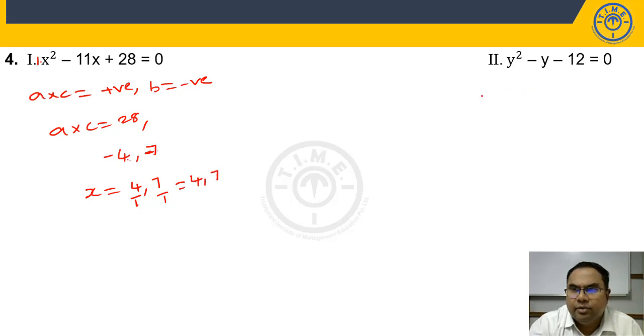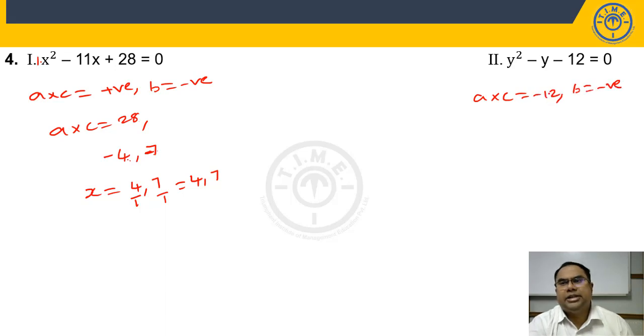What about this? What is A into C? Negative, minus 12. What is B? Negative. If A into C is negative, write B as the difference of two numbers.